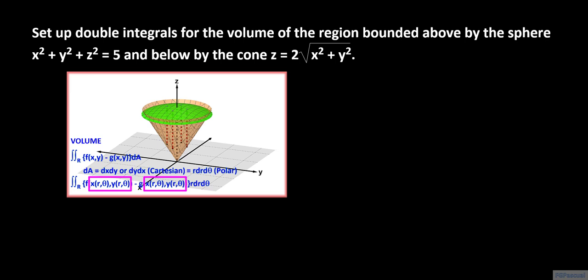We will set up the volume double integral first in Cartesian coordinates. Then we will set up the volume double integral in polar coordinates. First, we use the element of area dx dy so that x will be the first variable of integration. Because the variables of integration are x and y, we have to examine the projection of the solid into the xy plane.